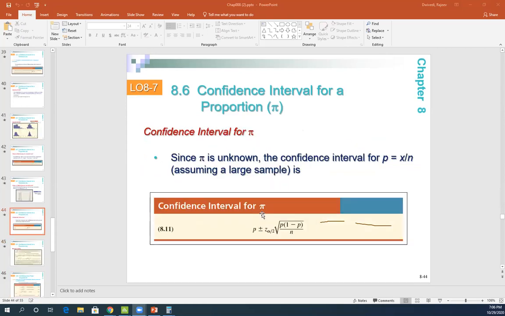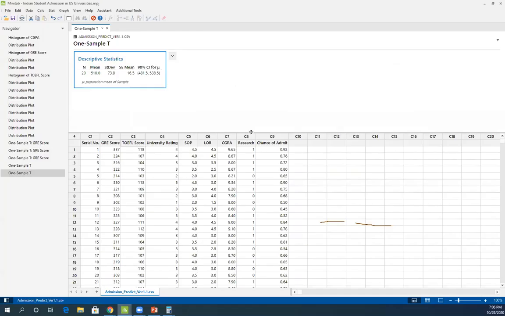So I'm just going to directly use, if you have a proportion where 0, 1 case or male, female case, yes, no case, this is the confidence interval that you can see. So P plus minus Z alpha times the square root of P(1 minus P) divided by N. So this is the formula. Now where can we use it? Let's look into this case.